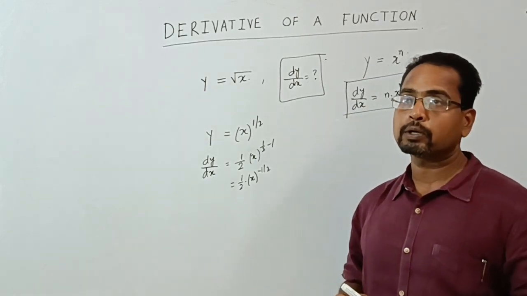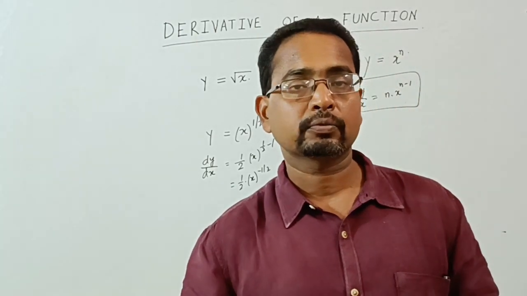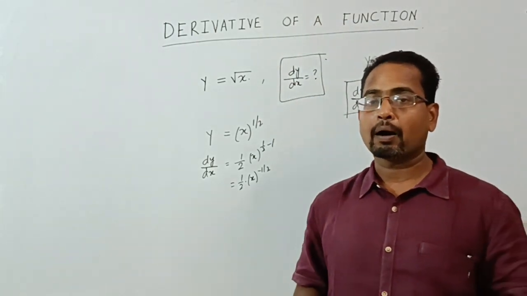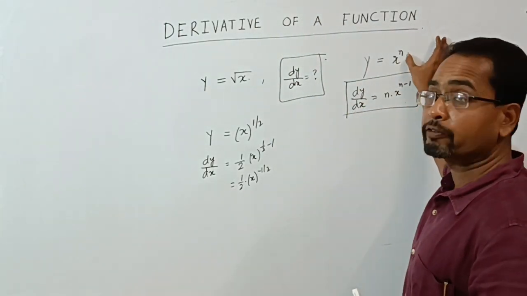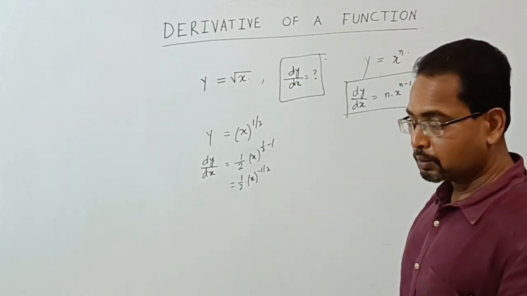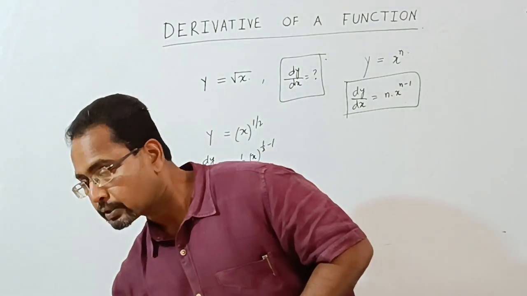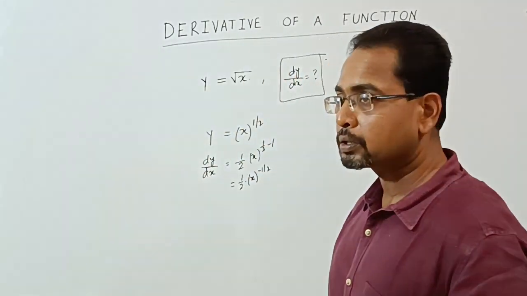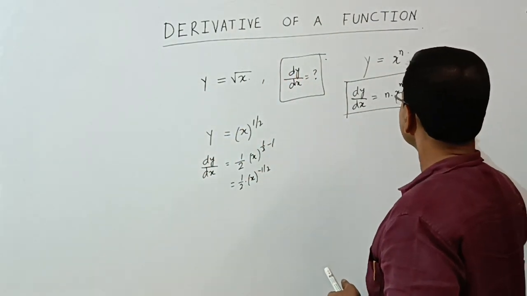So whenever you are going to differentiate polynomial functions, if it is x to the power of n, that power will come in front, and the power of x will get reduced by 1 unit. So let's have a few more examples on these polynomial functions.